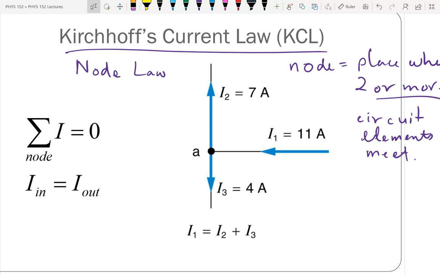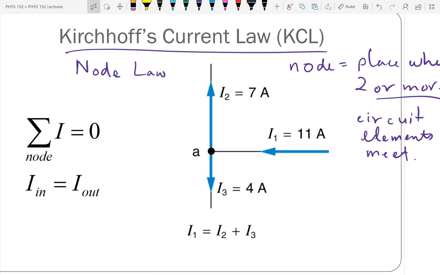And Kirchhoff's current law says charge cannot be created or destroyed. Now you're like, really? That's Kirchhoff's current law? I've never seen it written that way. No, not written that way, but that's what it means. Kirchhoff's current law says that in our circuit, we don't have anything that stores or produces charge.